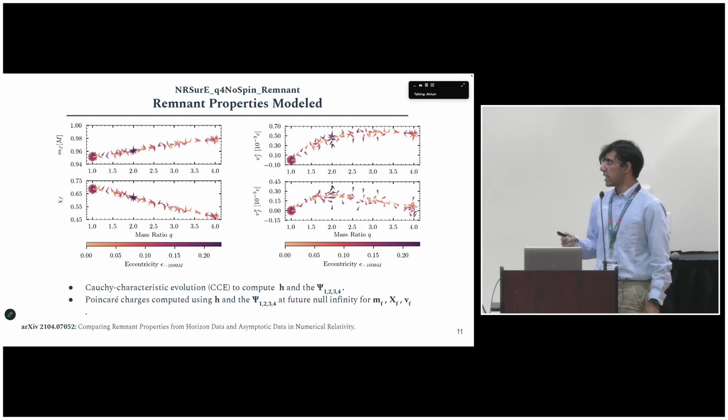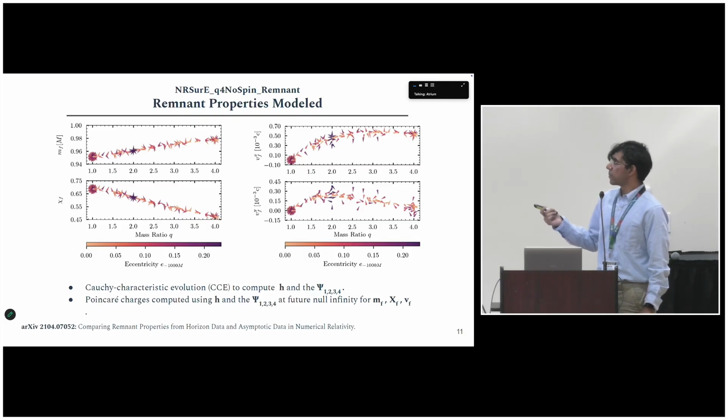And we work with the exact same parameter space as before. But additionally, we run Cauchy characteristic evolution on each of those simulations that we used for the waveform to compute the strain and the Weyl scalars, which we use to then compute the Poincare charges, which we then use to compute the remnant mass, spin, and kick.